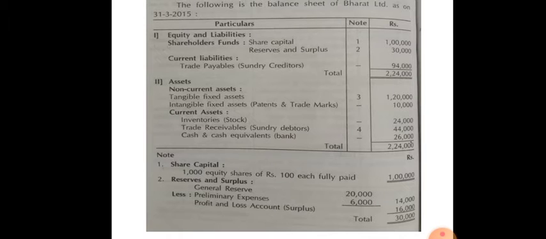The following is the balance sheet of Bharat Limited as on 31st March 2015, with equity and liabilities of rupees 2,24,000, and assets of 2,24,000. Now see the notes given. Share capital: 1000 equity shares of rupees 100 each, fully paid, is rupees 1 lakh. Next, reserve and surplus of rupees 30,000 is shown in the note, as well as the related tangible fixed assets, note number 3.